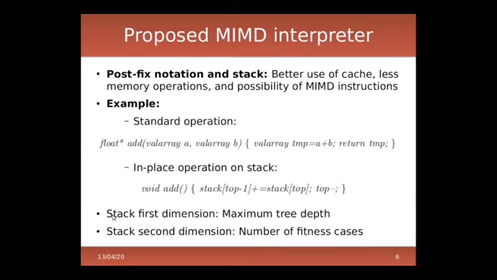The stack must have a first dimension, that is the maximum tree depth, and the second dimension is the number of fitness cases. So each position in the stack is an array with all fitness cases. In one iteration we can evaluate all fitness cases, and then we can reduce memory operations, and also we can enable SIMD instructions.